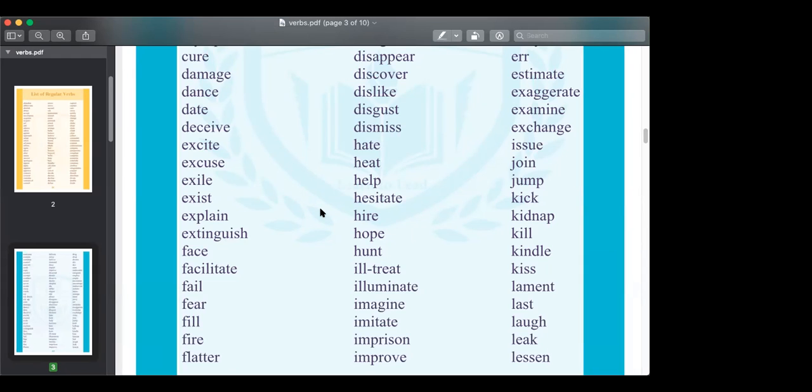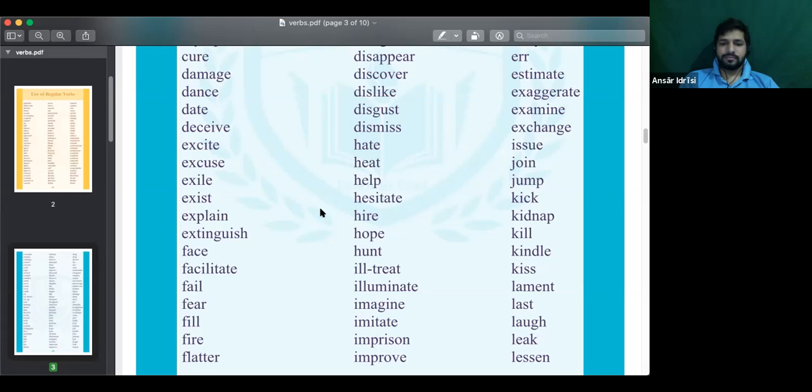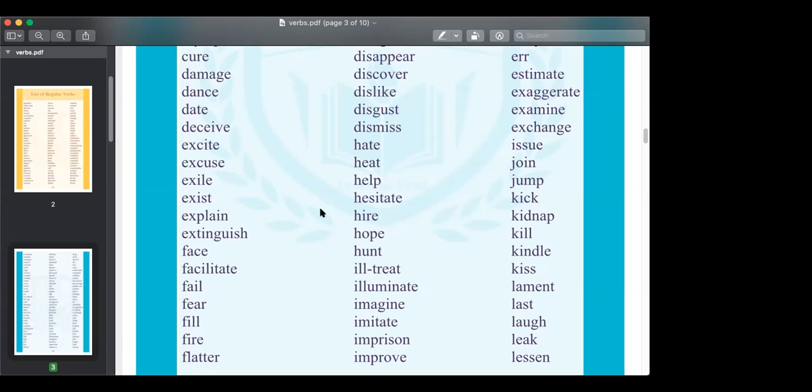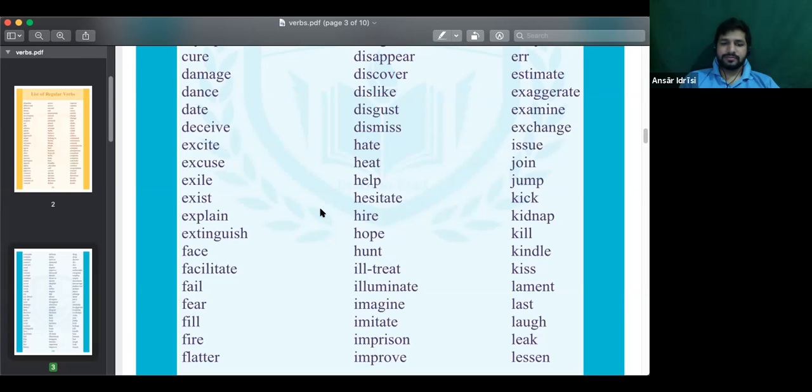We need to hesitate. Do we need to hesitate? We don't need to hesitate. Hesitate. Next. We need to exist. Do we need to exist? We don't need to exist. Exist. Next.